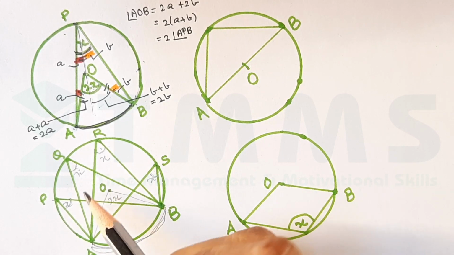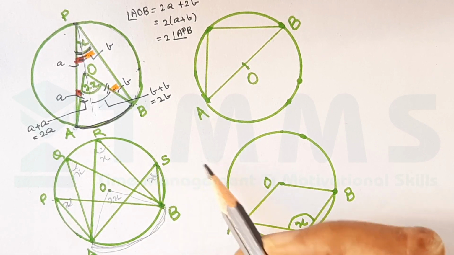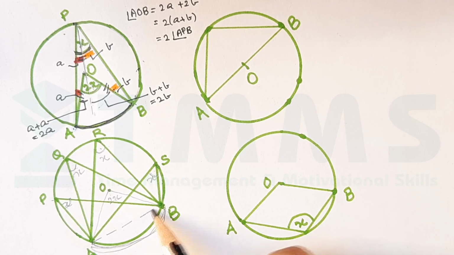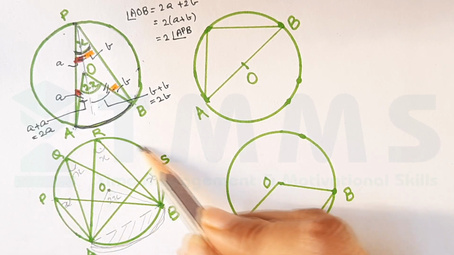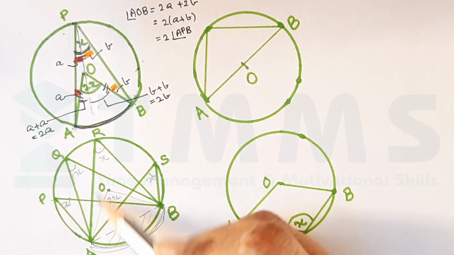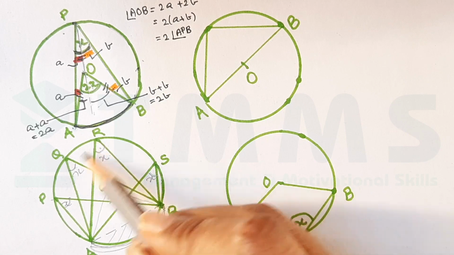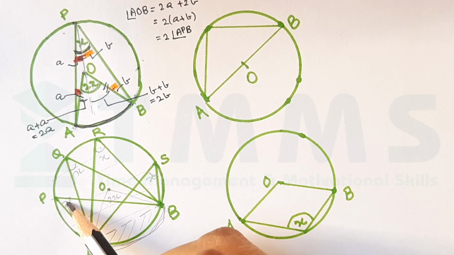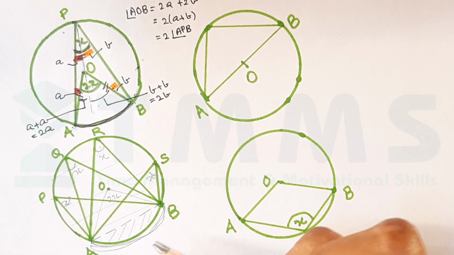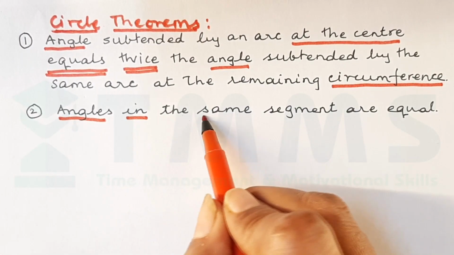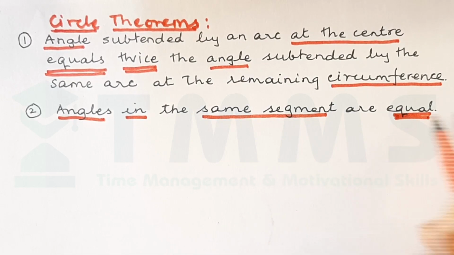And so we conclude that each one of these angles is going to be equal. Now how do you describe these angles? If we join this AB, the circle is divided into two segments. This is the minor segment and this one is the major segment. You will see that these two endpoints giving you all these angles become angles in the same segment. So our second theorem says that angles in the same segment are equal.